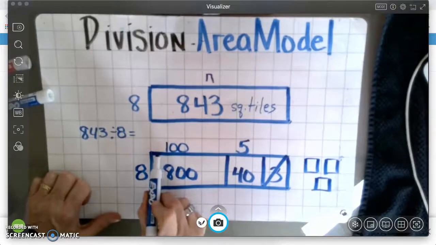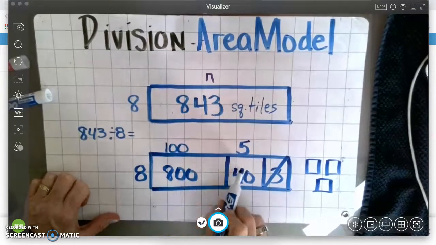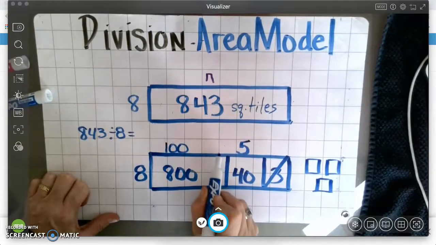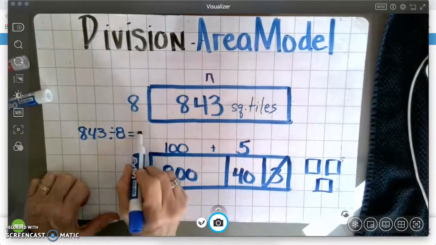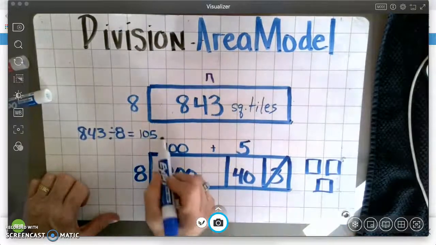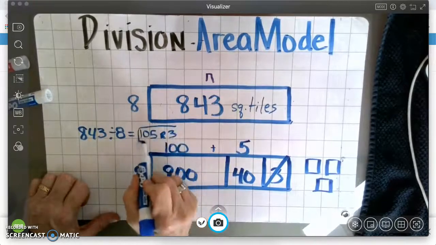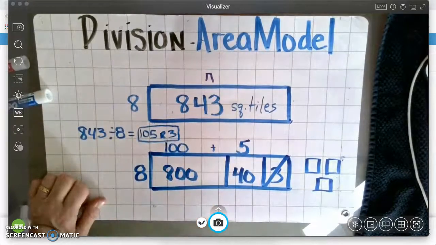So my answer is going to be, I'm going to have a terrace that is 840 square tiles, and the length of it is 105, with 3 remaining. So that's how I would answer this math problem.